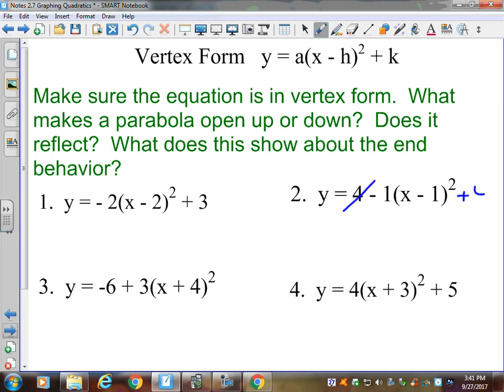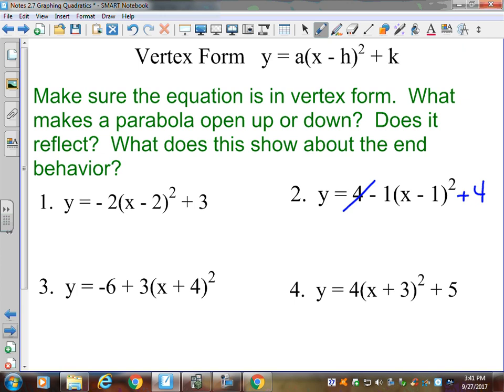For example, here on number 2, this 4 is on the wrong end. It should be add 4 on this end because the negative 1 times the parentheses needs to be at the beginning. Now, vertex form is called vertex form because it actually shows you the vertex. And we're going to get into that part here in just a minute. Well, we also wanted to see what this number A is doing on the front.